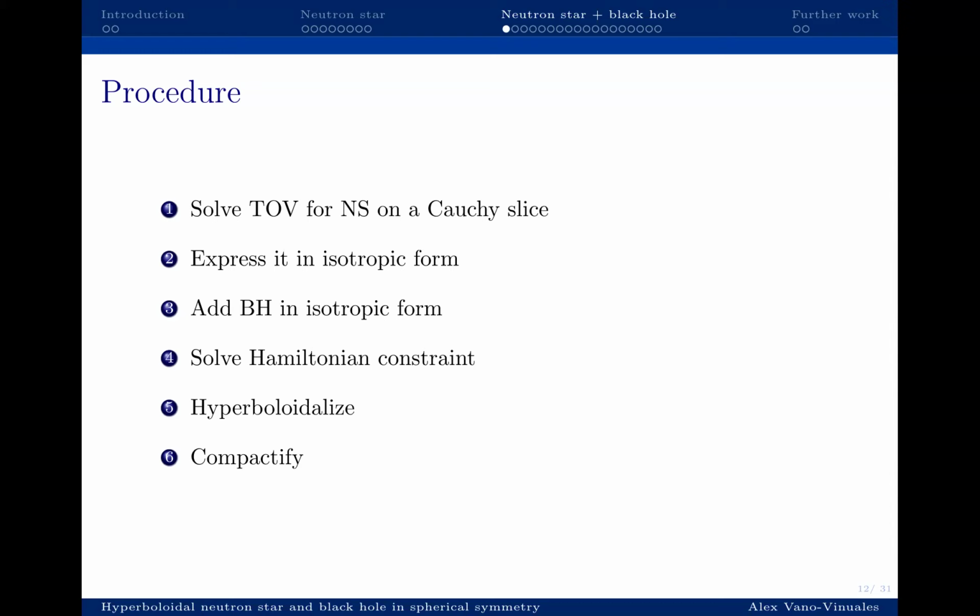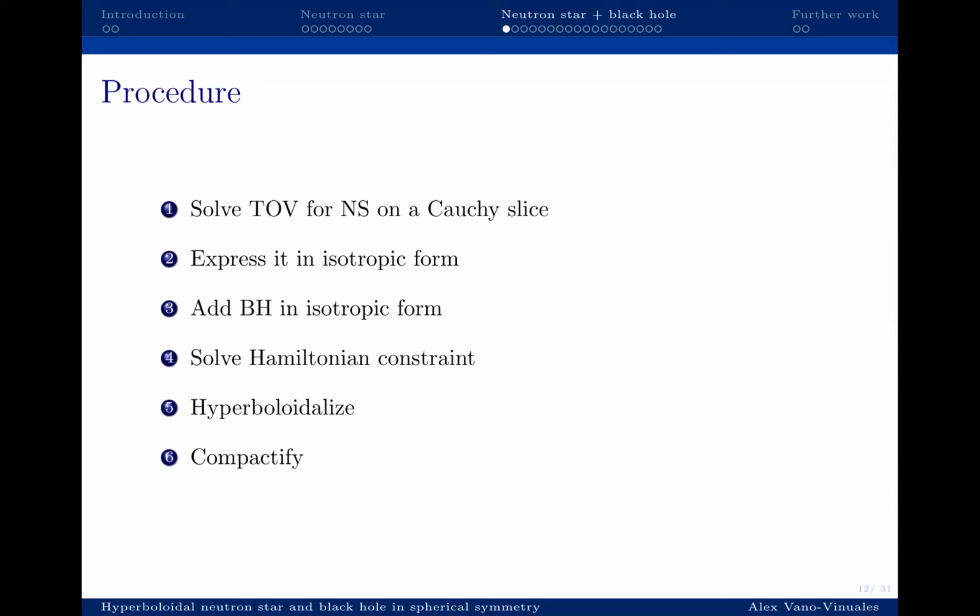We already constructed the neutron star, in this case via a polytropic equation of state. And then, in order to follow the same procedure as in the paper I mentioned at the beginning, putting together the neutron star and the black hole is done by expressing them in isotropic form, and basically adding the conformal factors. I will give that expression in a moment. Then, of course, this superposition itself is not a solution of the Einstein equations, namely not of the Hamiltonian constraint, so that one needs to be solved.